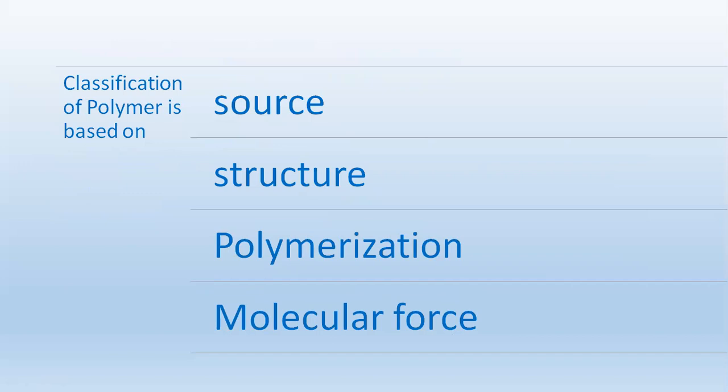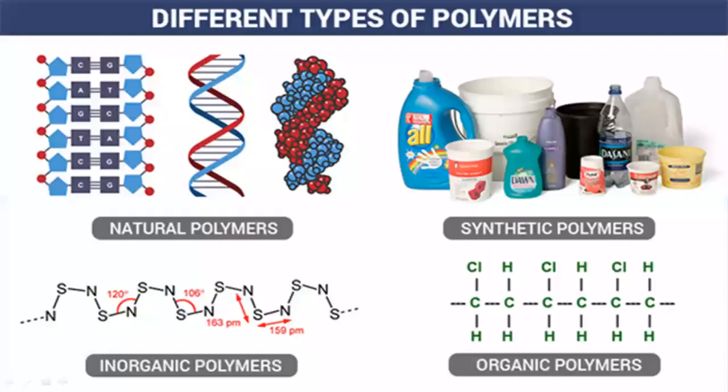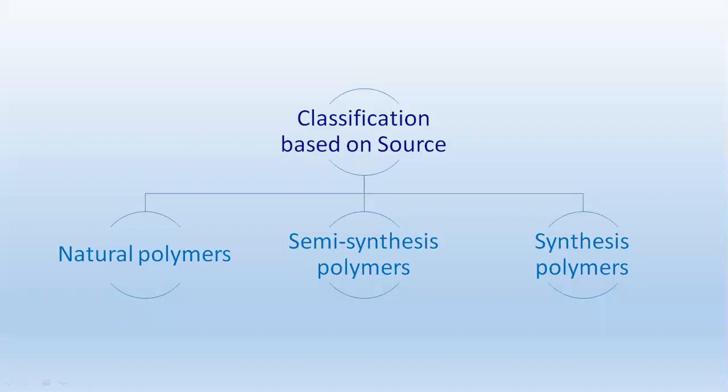Classification of polymers based on source, structure, polymerization, and molecular force. Here you can see different types of polymers: natural polymers, synthetic polymers, inorganic polymers, organic polymers. Classification based on source: natural polymers, semi-synthetic polymers, and synthetic polymers.